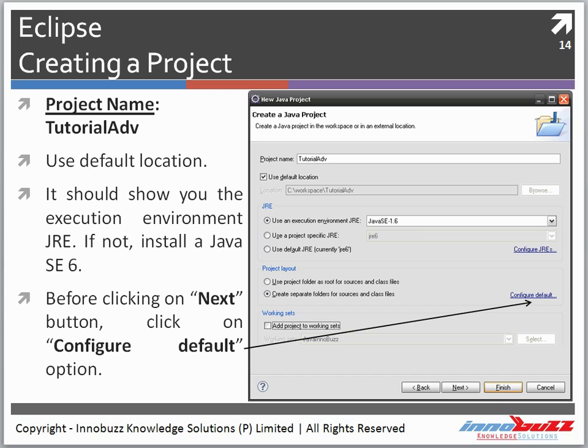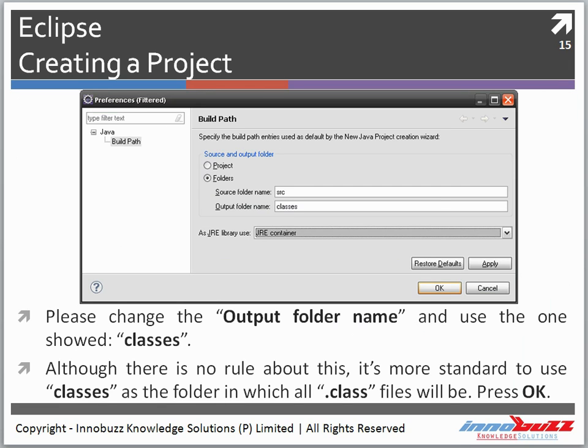Almost at the end, there's the project layout. This will allow you to have the .java files in a separate folder from the .class files. Click on the Configure Default option to change the default configuration. On this window, you can change the default folder configuration. The most standard option is to use src as the source folder and classes as the output folder. Although you can have any folders at all, this is the most used configuration.